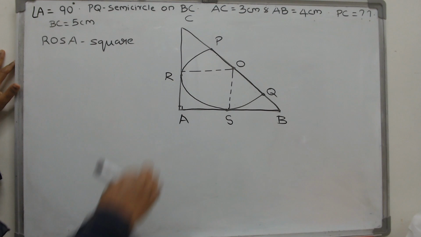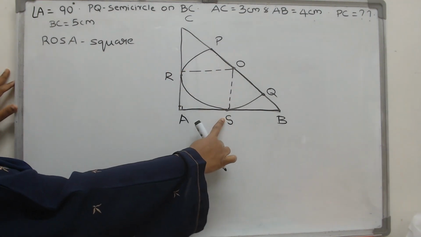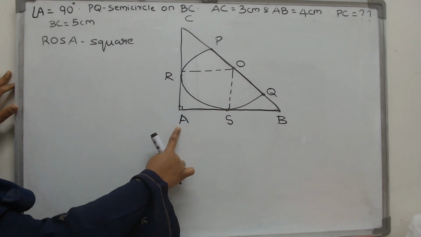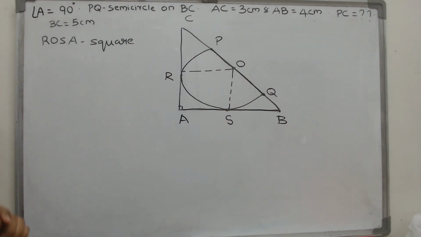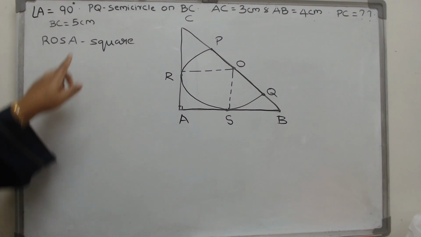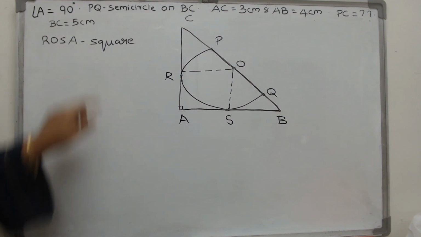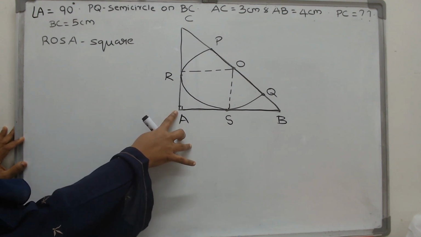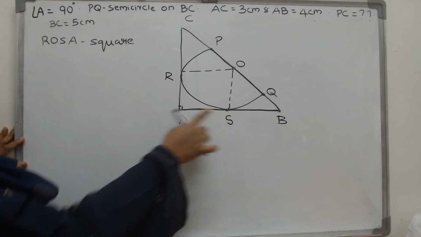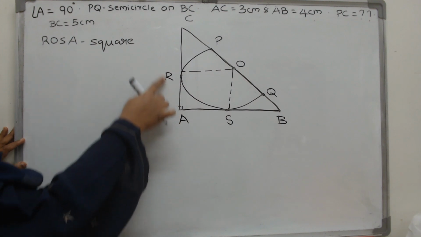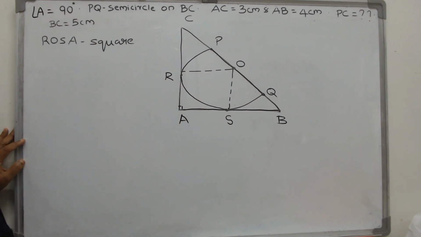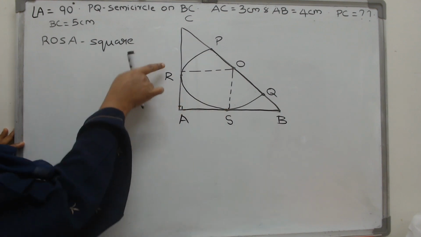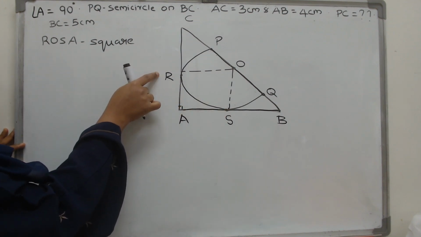Then can you tell me, if I construct these two lines, what sort of a figure will this ROSA be? It is not going to be any ordinary quadrilateral. It is going to be a square. Can you tell me why that is so? Here we already have a 90 degrees. And what do you notice about this AS and AR? They are both tangents to this semicircle, because you can see that there is only one point of contact externally.